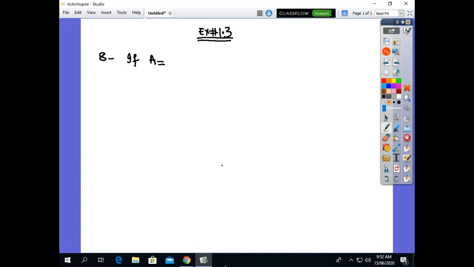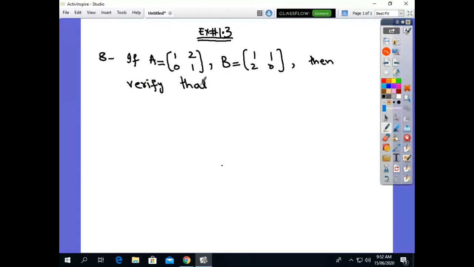Question number 8. If A is equal to [1, 2; 0, 1], B is equal to [1, 1; 2, 0], then verify that the first part is (A plus B) whole transpose is equal to A transpose plus B transpose.